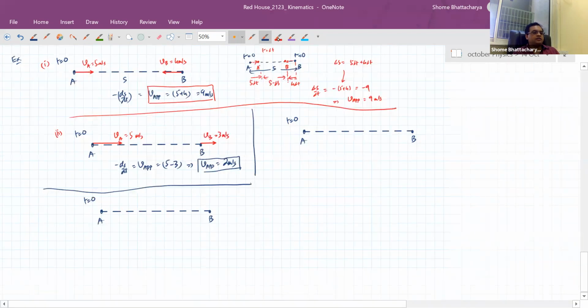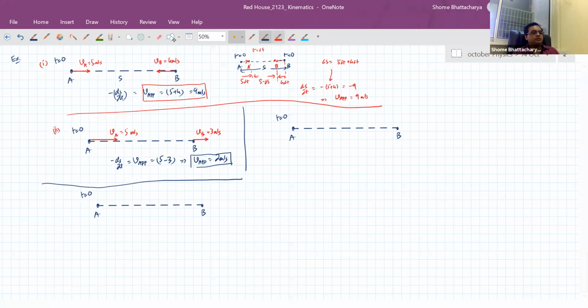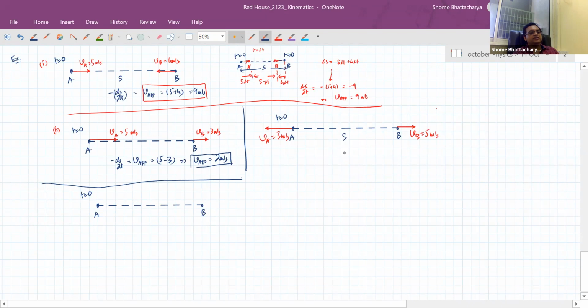Now, likewise, if we had a situation where something like this is happening, where A and B are moving opposite to each other. This is moving at 3, let's say, and this is moving at 5. Now what is happening? They're definitely separating from each other. You can see S is increasing.